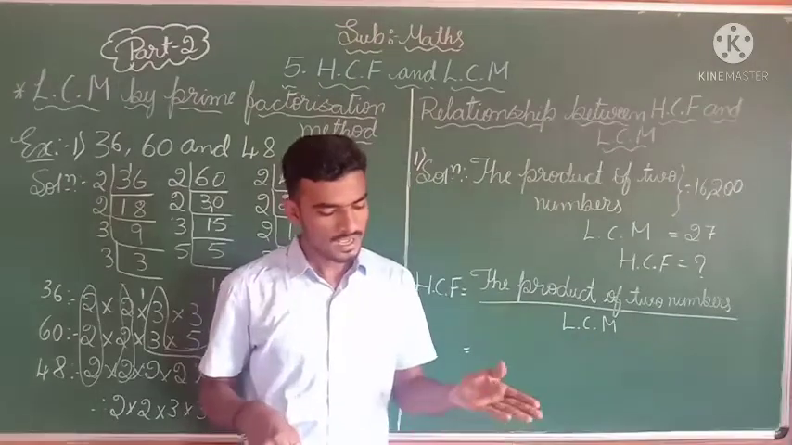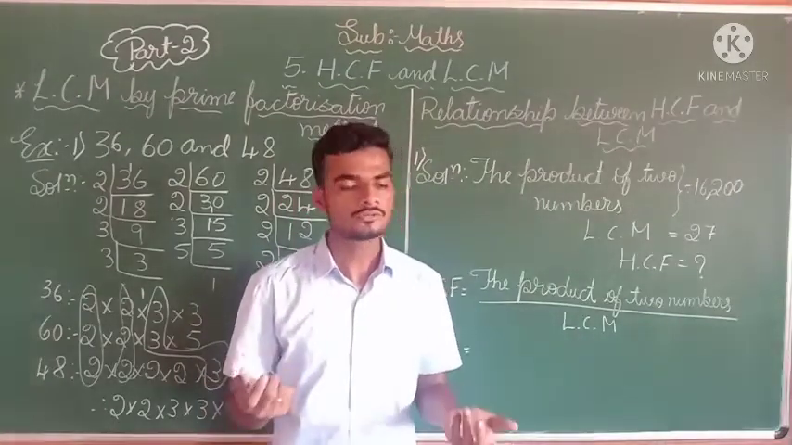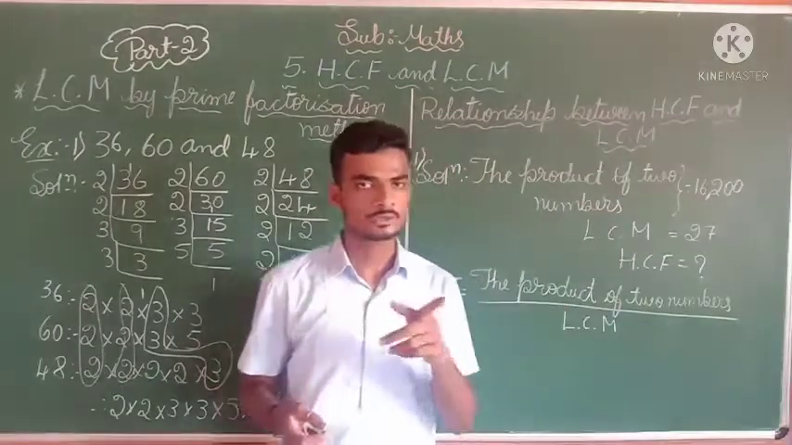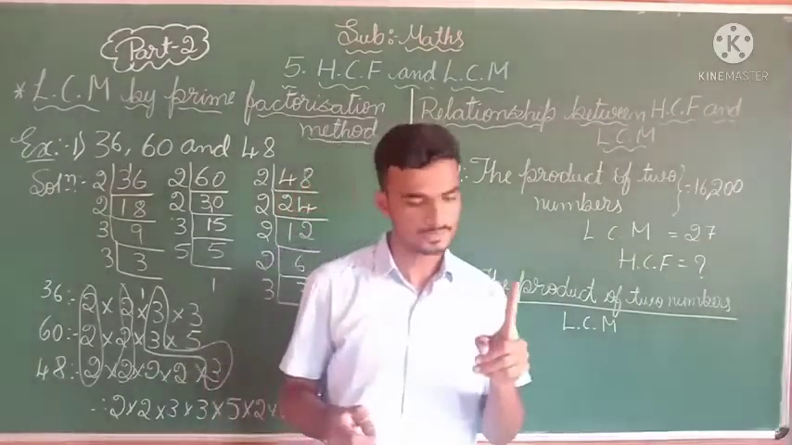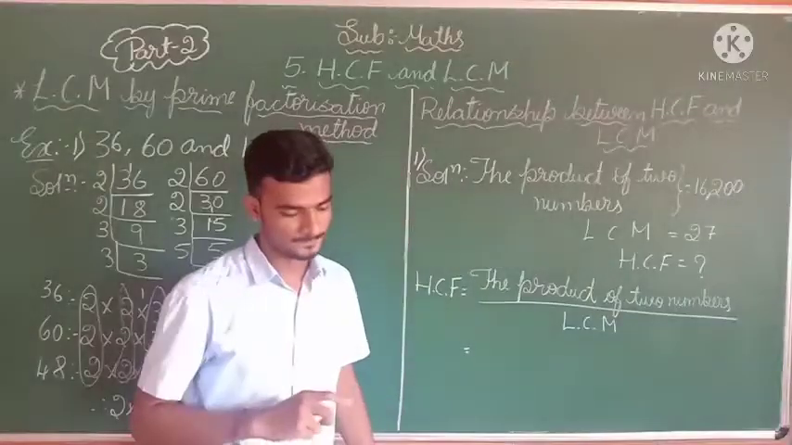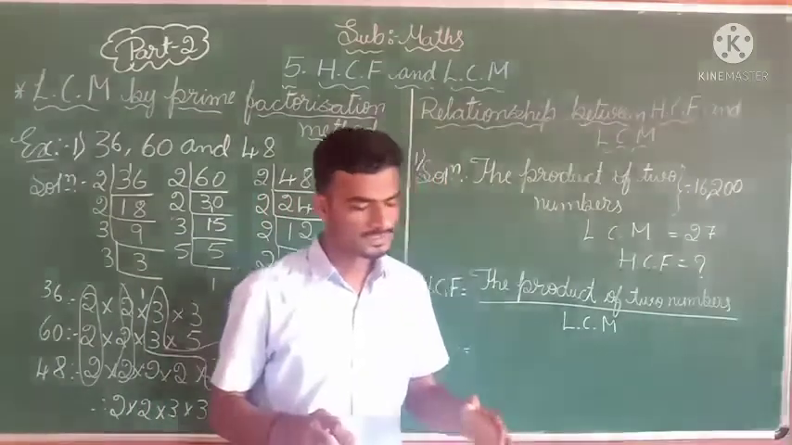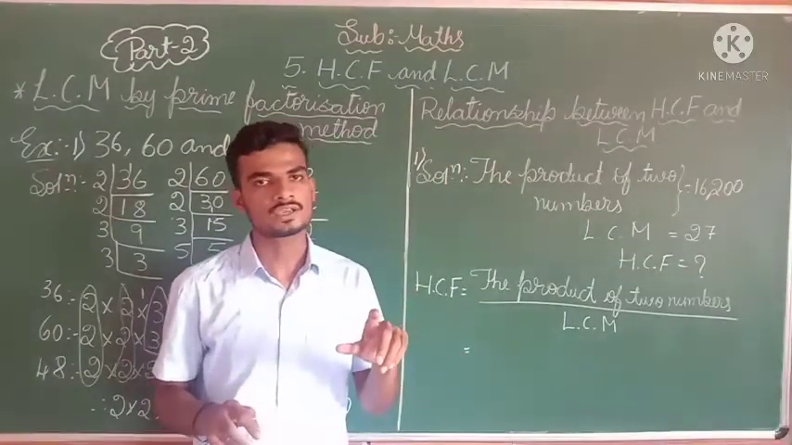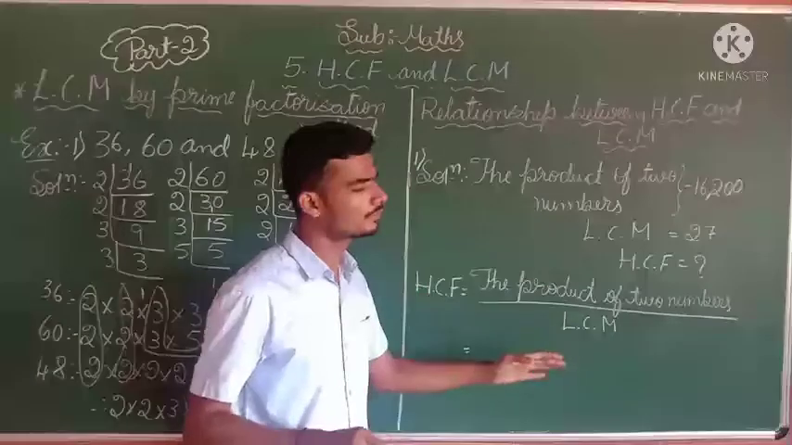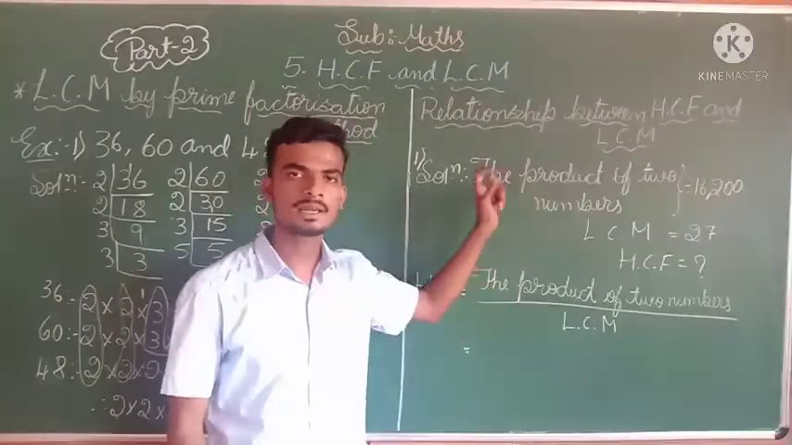Then if they ask for the other number, how to find it: HCF into LCM divided by one number is equal to the other number. These are the formulas you want to be perfect with. Then you will be able to solve the problems. Here is one example I have taken.